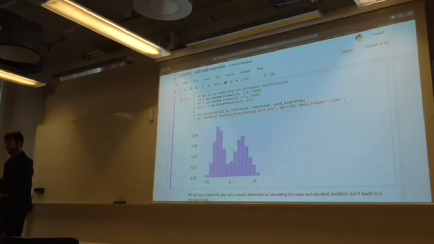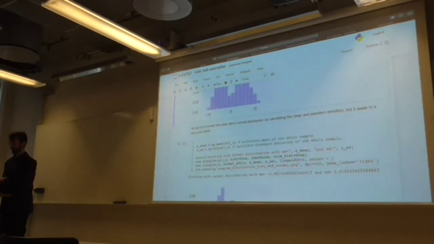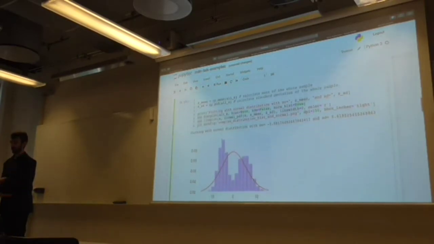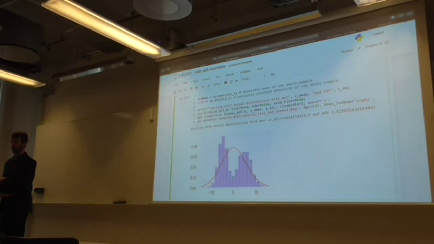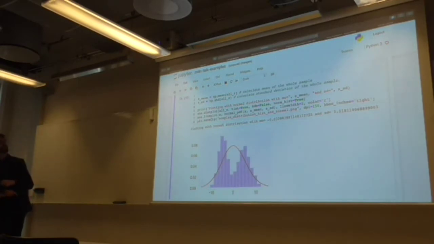Now, what I then do is fit a normal distribution to it. So I've calculated the mean of all that data, which is going to be -0.03, and the standard deviation is 5. And then the normal distribution that matches those values doesn't match the data at all. That's terrible. So what are we going to do?